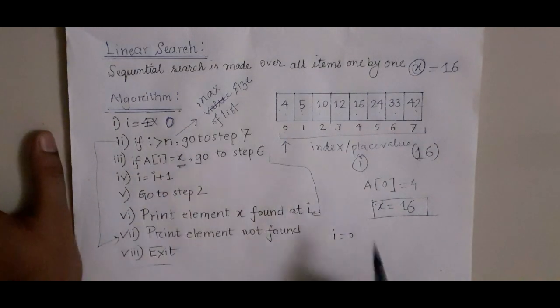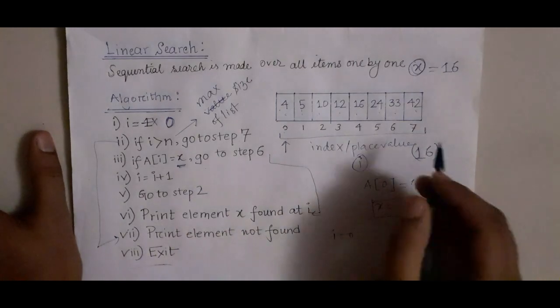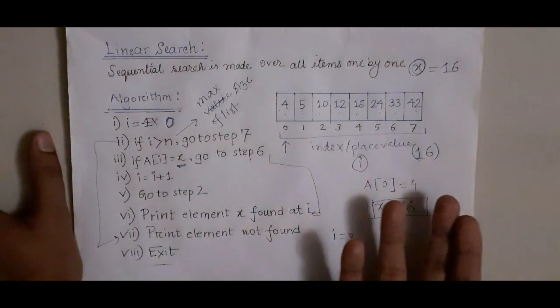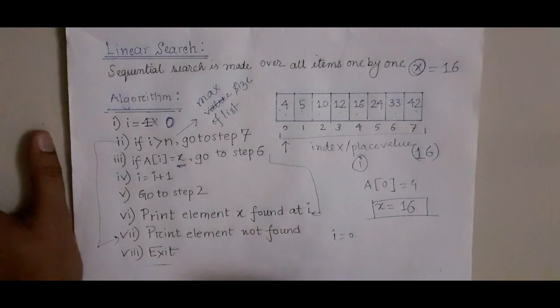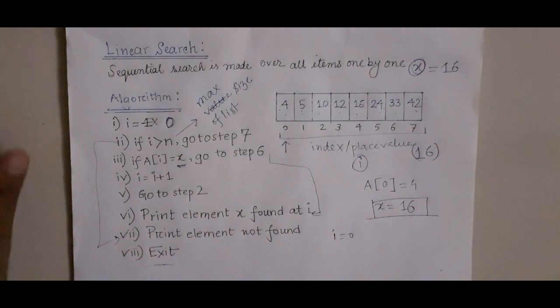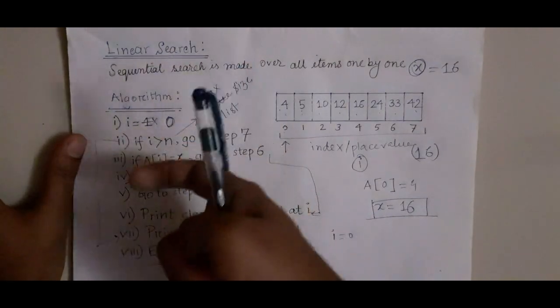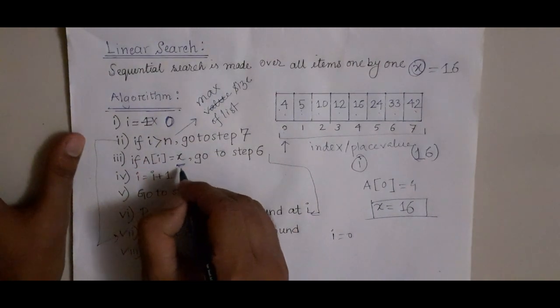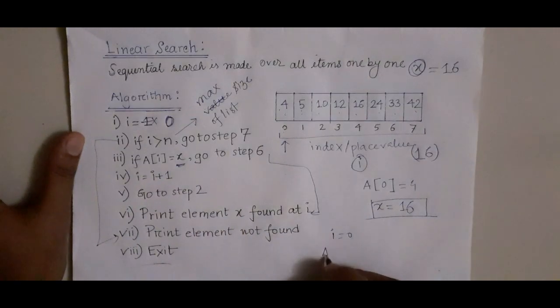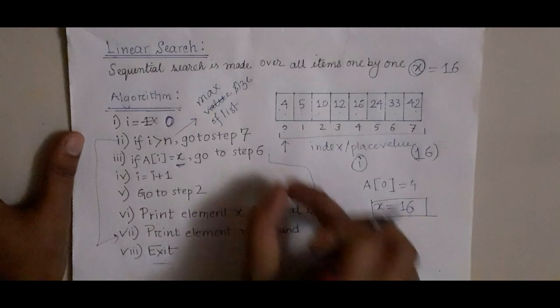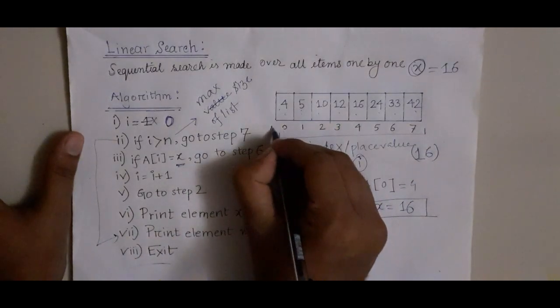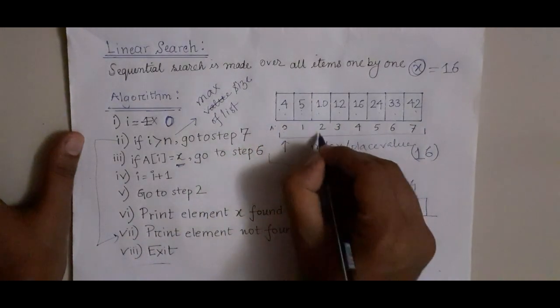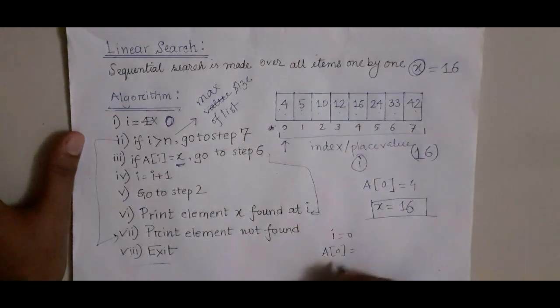in our case, n is what? N is 7, right? So this is not applicable. We follow this one. So now A of I, in this case A of I means A of 0. This is actually called A of 0, A of 1, A of 2, like this. Okay, so at A of 0 we have 4.